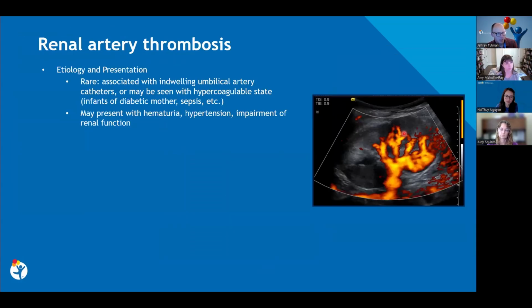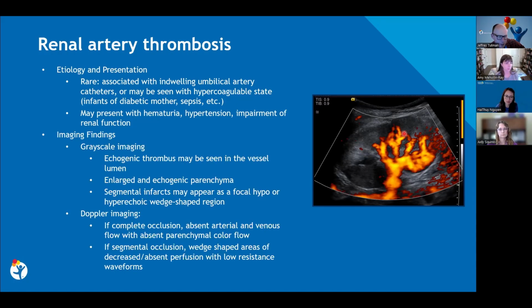So renal artery thrombosis, often in our neonatal population, is going to be associated with an indwelling umbilical arterial catheter, or otherwise patients that have a hypercoagulable state. Patients will typically present with either hematuria, hypertension, or impaired renal function. On grayscale imaging, like always with our vascular thromboses, you can see the thrombosis within the vessel lumen. The parenchyma is going to get enlarged and echogenic. And then segmental infarcts, like in our case, can be either hypo- or hyperechoic, depending on where they are in the phase or how acute it is.